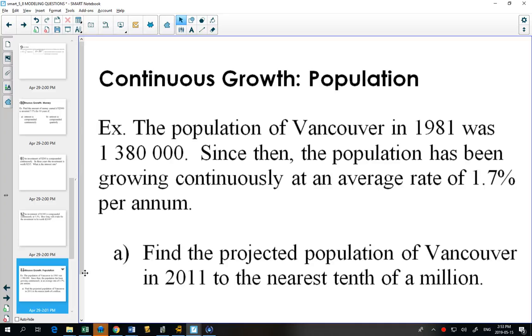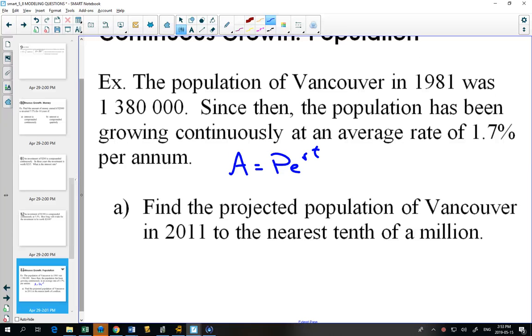Continuous growth for population. So again, we're going to use exactly the same formula, the PERT formula. In 1981, the population of Vancouver was 1.38 million. It's been growing continuously at 1.7%. What is the population going to be in 2011? So we want to find the amount. We know the initial is 1.38 million.